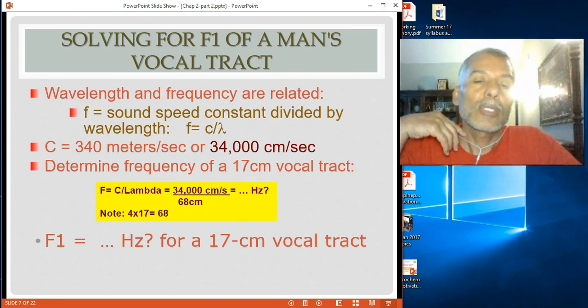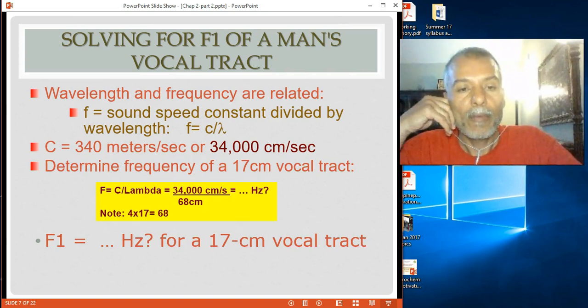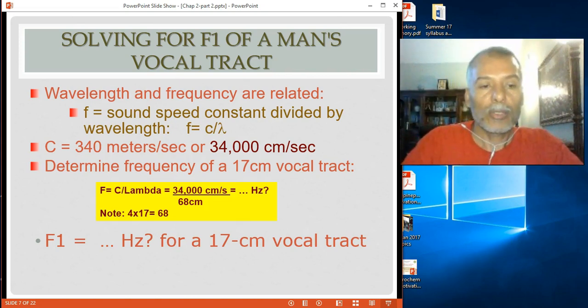Any sounds that come closer to the 500 will be amplified. Sounds that go away from that 500 become less and less loud.